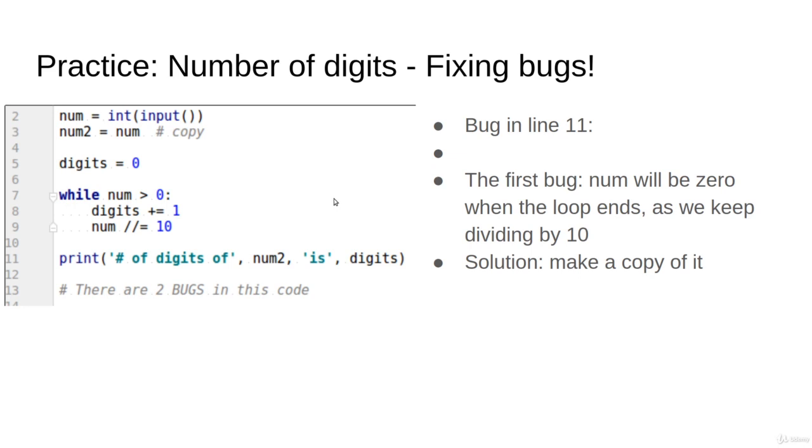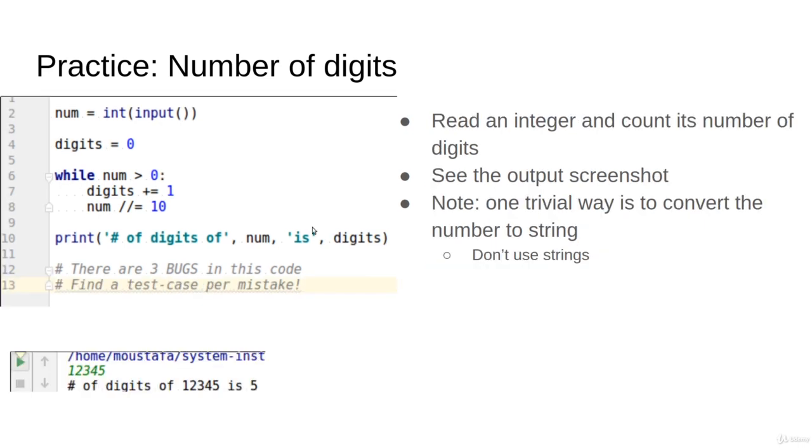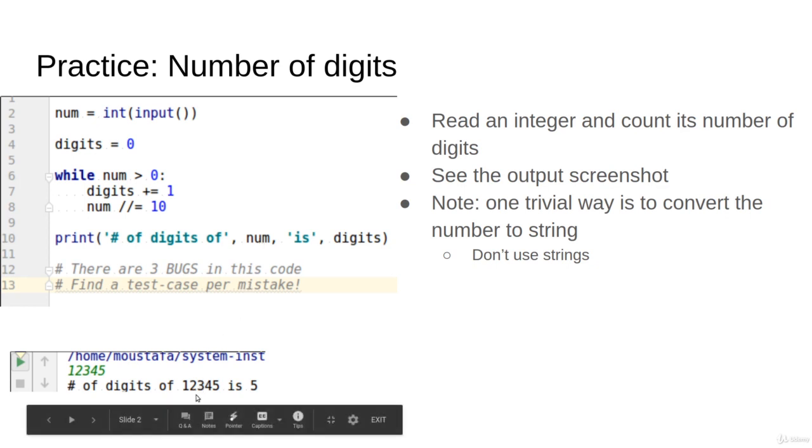The first bug is in line number 11, which is a very trivial bug. Going back to this code, num here is going to be always 0. Remember that we actually kept dividing num till it became 0. So num here will always be 0, but we wanted here to print 1, 2, 3, 4, 5, while this code is going to print number of digits of 0 is 5. So this number now is corrupted.